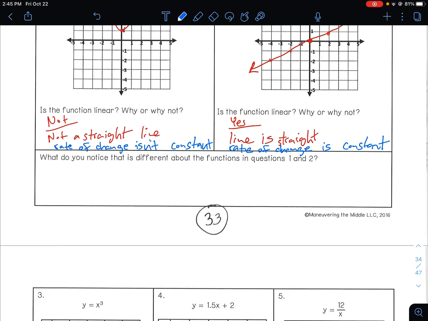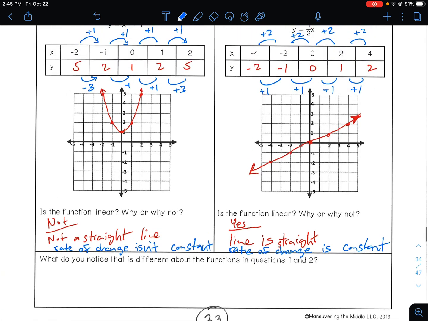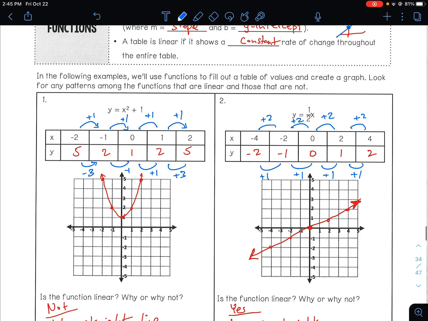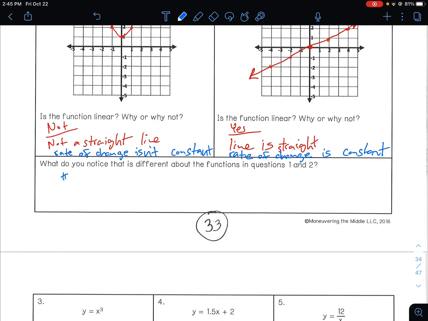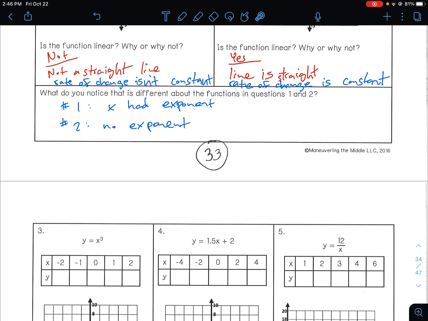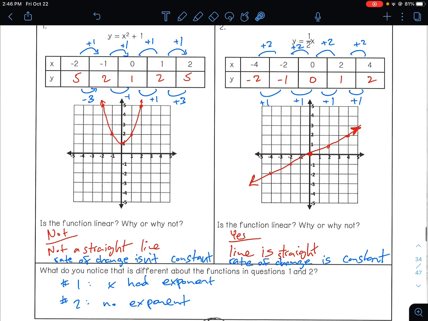What do you notice that is different about the functions in question 1 or 2? Well, there are a couple things. Number 1 had an exponent. For number 1, x had an exponent, or power. The other thing, number 2, no exponent. So something you may want to know is if you see an exponent anywhere in the equation, then you'll know that it is not a function.